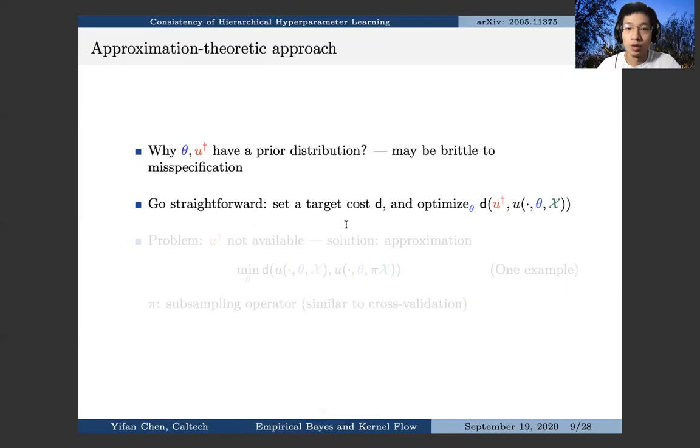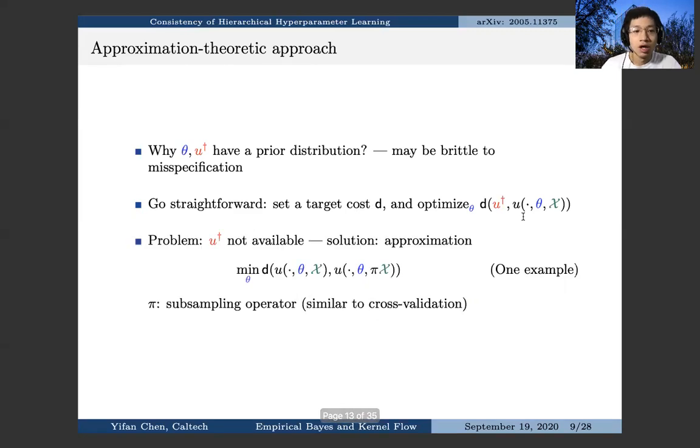Suppose we want some target cost D, we want the GPR solution to be close to the ground truth U dagger in this cost. Under this criteria, the natural way to select theta is to select the one that optimizes the distance between the ground truth and the GPR solution. This is quite ideal and natural. However, U dagger is not available, so our solution is to use approximation.